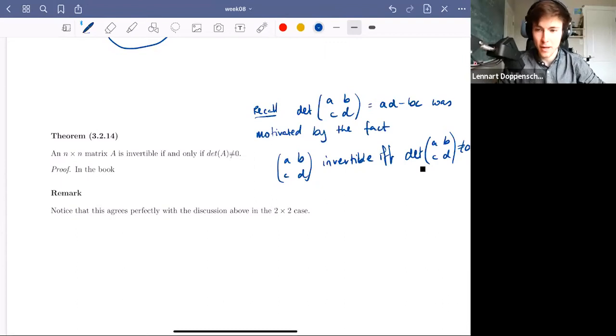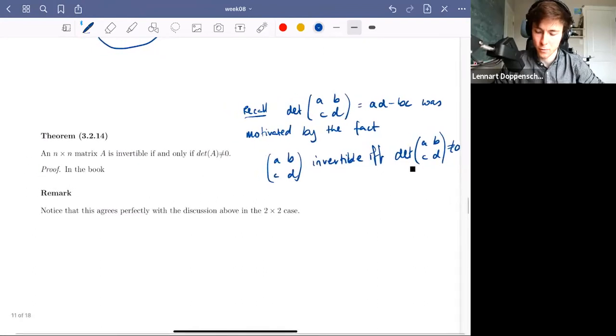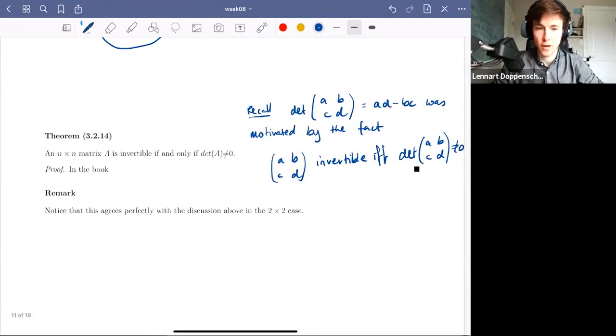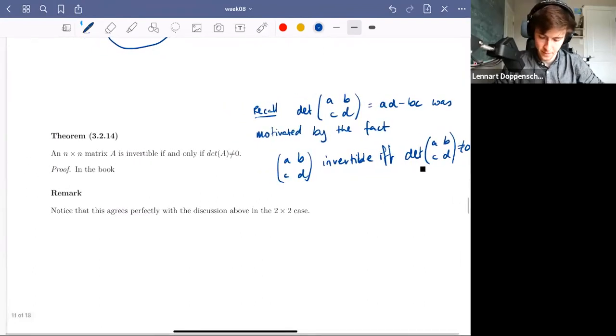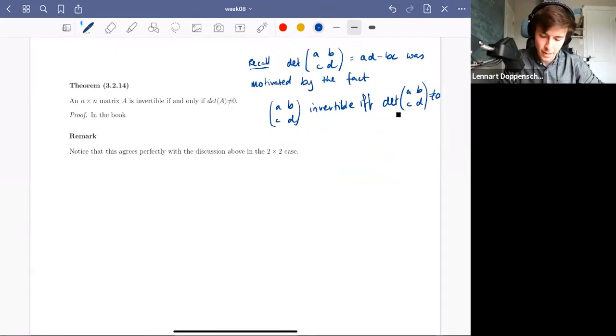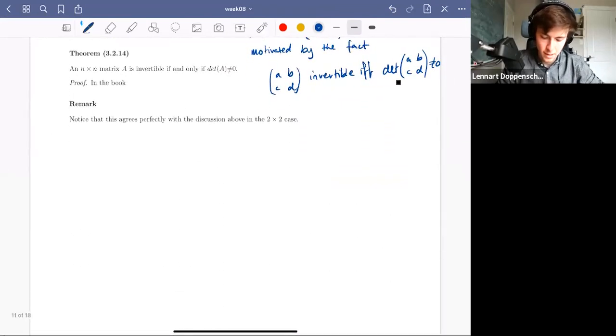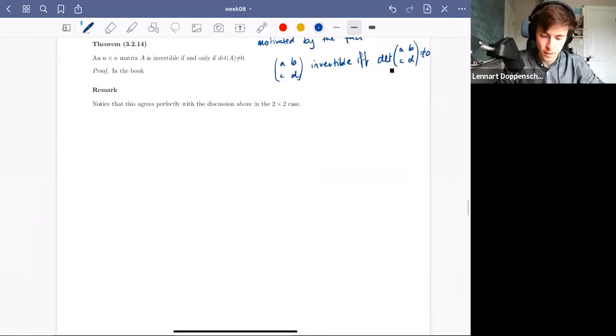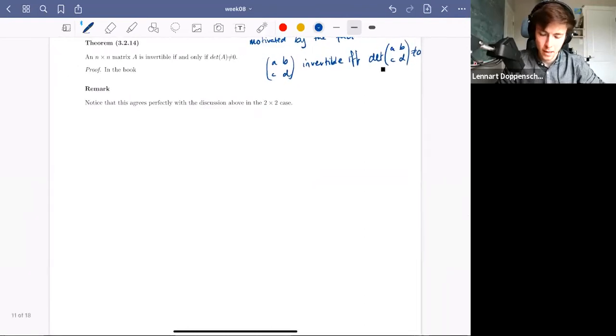So the theorem that I'm talking about is this 3214, and it says that an n by n matrix A is invertible if and only if its determinant is non-zero. That's the statement. We saw explicitly that this is true for 2 by 2 matrices, but it's true for any size matrices. The remark I took away is that this perfectly agrees with the discussion that we had at the beginning.